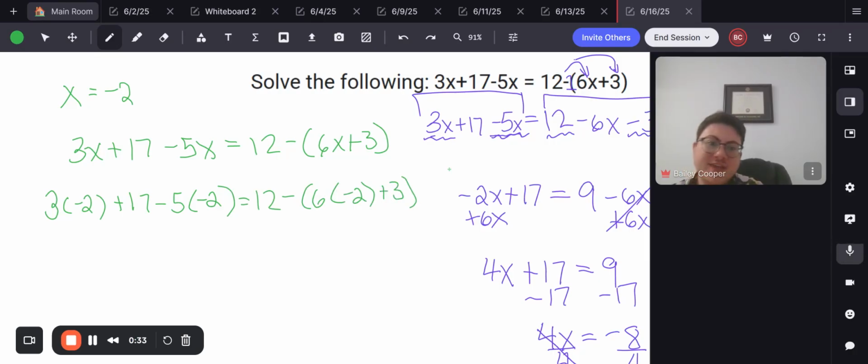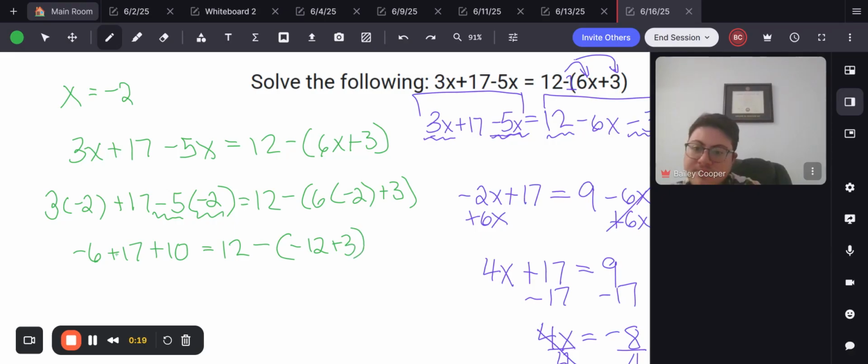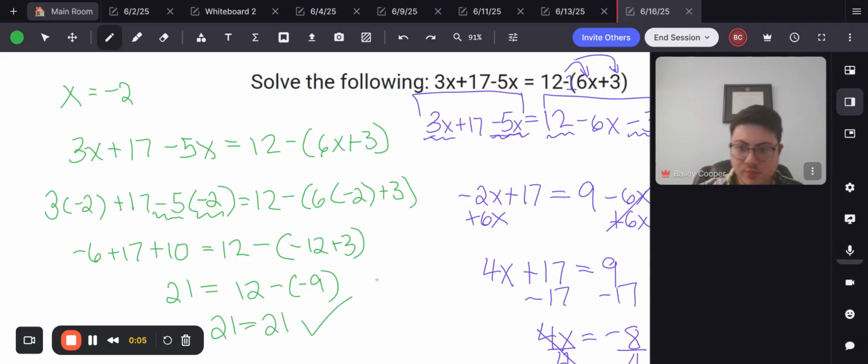I'm going to go through this kind of fast. 3 times -2 is -6 plus 17. -5 times -2 is 10, positive 10. 12 minus 6 times -2 is -12 plus 3. Let's see, -6 plus 17 is 11 plus 10 equals 21 equals 12 minus -9. 12 minus -9 is 21. So we can see that we got the correct answer.